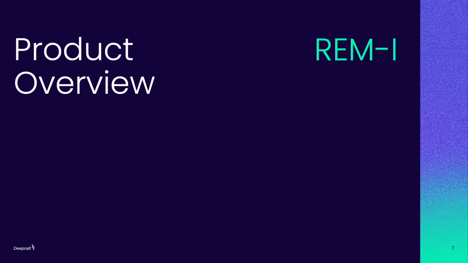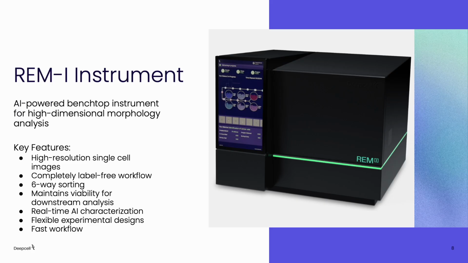So let's dive into each of these components a bit more. First, I'd like to highlight the REM-I instrument. This is an AI-powered benchtop instrument for high-dimensional morphology analysis. Some of the key features of this instrument are that it takes high-resolution, single-cell, bright-field images. This is also a completely label-free workflow. And we can also sort six ways. By doing this, we can maintain viability of the cells for downstream analysis. And as I mentioned, the AI component means that there's real-time characterization of the cells through AI using our human foundation model, which I'll talk about in a moment. We also offer flexible experimental designs and a fast workflow on the instrument.